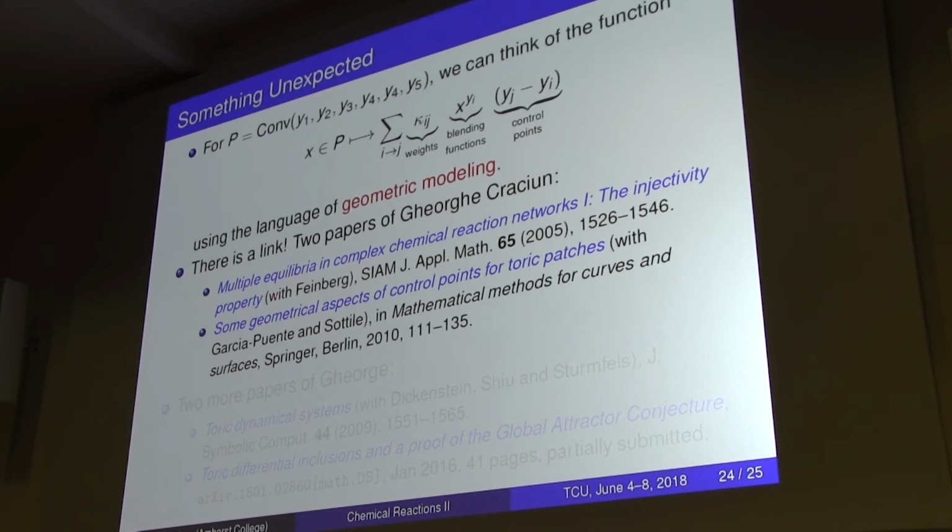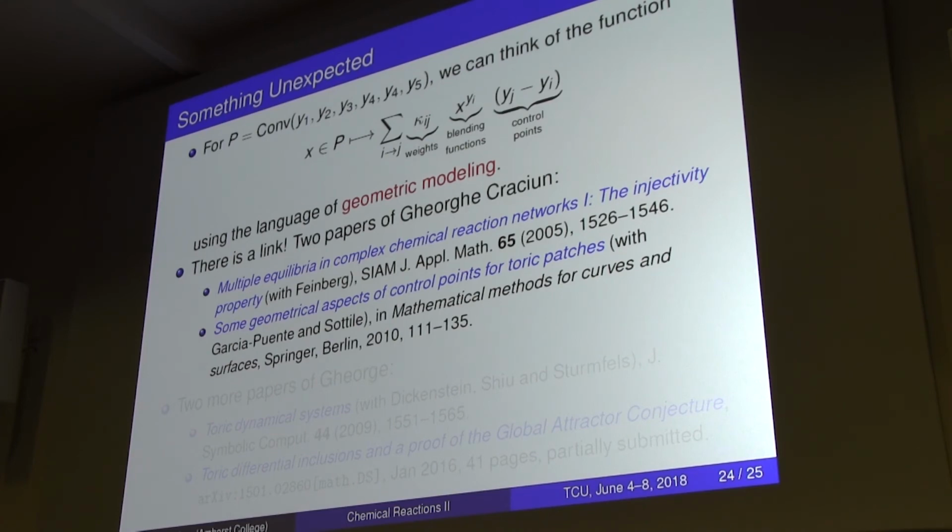So he wrote a paper, in fact he wrote five papers with Feinberg. So that's the Feinberg of the chemical reaction network theory. He wrote a paper on multiple equilibria, so multi-stationarity, in complex chemical reaction networks. And first the injectivity property. So he did this injectivity property.